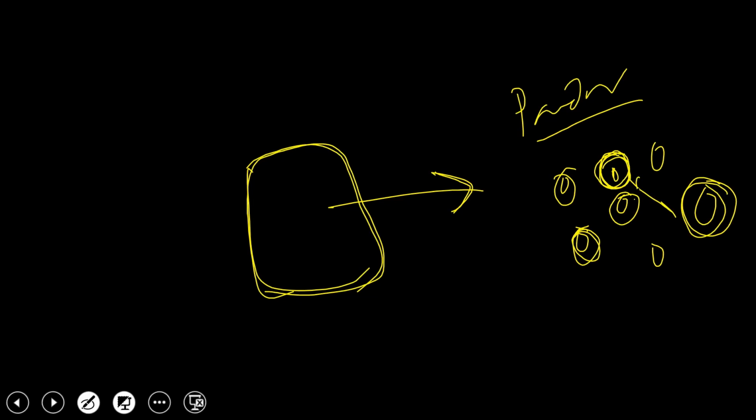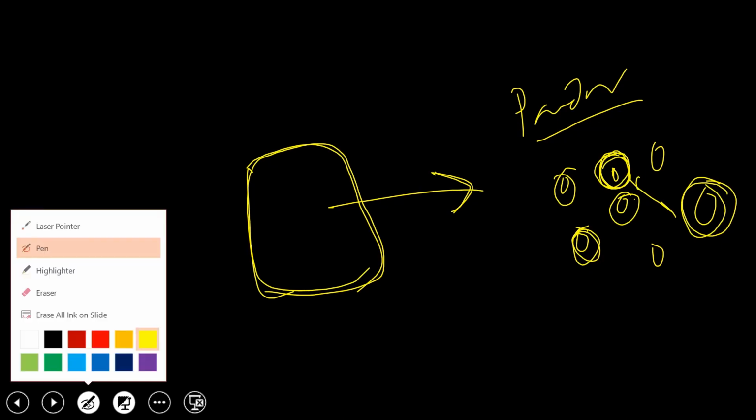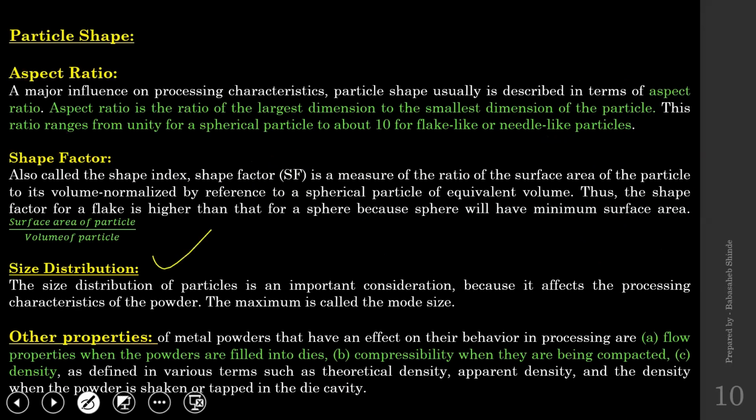So what is the minimum particle diameter? What is the maximum particle diameter? Likewise. That distribution is nothing but the size distribution. Next, there are some other properties that are associated with the particle. The first one is flow properties.